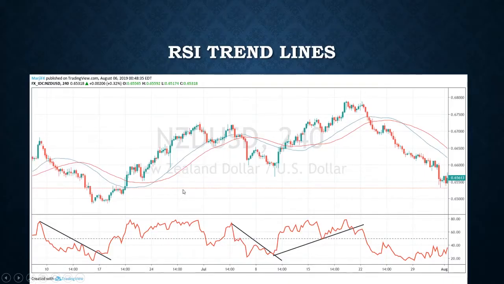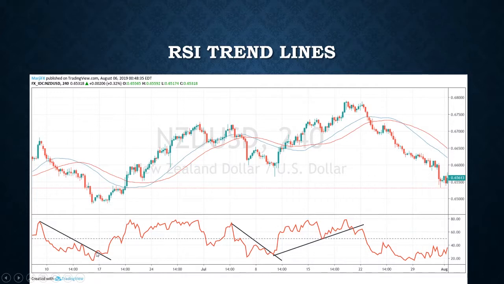RSI trend lines is the fourth way of using this indicator. We can draw trend lines just like we draw trend lines with the price. And once these trend lines are broken, that means the price and the RSI will change direction. Okay, we have a falling trend line here.